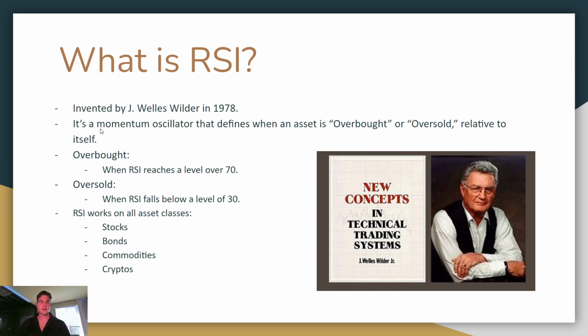So what it is, RSI is a momentum oscillator that defines when an asset is either overbought or oversold, and that overbought or oversold is relative to the asset itself. An asset's overbought when RSI reaches a level of 70 or over, and it's oversold when it falls below a level of 30. And just like most technical analysis concepts, RSI works on all asset classes, whether it be stocks, bonds, cryptos, or commodities.